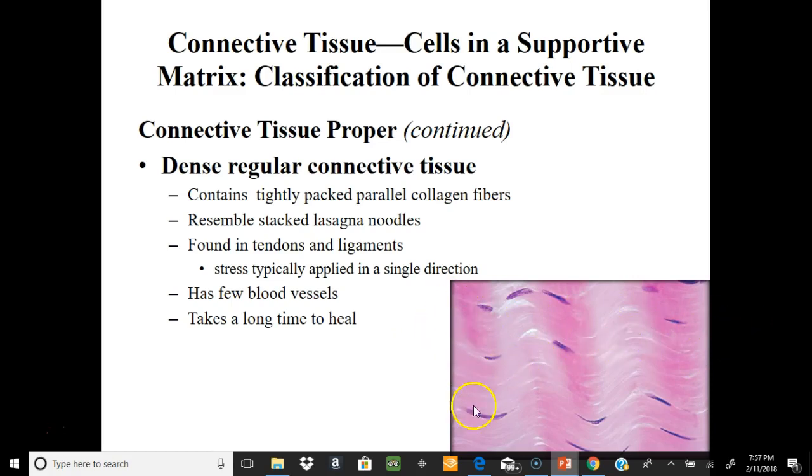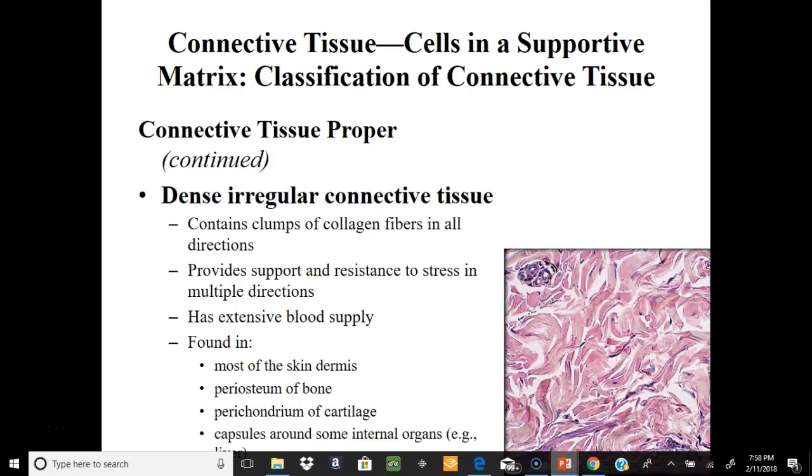Dense regular connective tissue is pretty much avascular, so it doesn't heal well. We find dense regular connective tissue making up our tendons and ligaments, and so we get a lot of protection against specific lines of stress. But any potential damage in a different line of stress could damage the ligament or tendon. Oftentimes people get ACL damage, and when you get ACL damage, you have to have it surgically repaired, because dense regular connective tissue does not heal like other connective tissues.